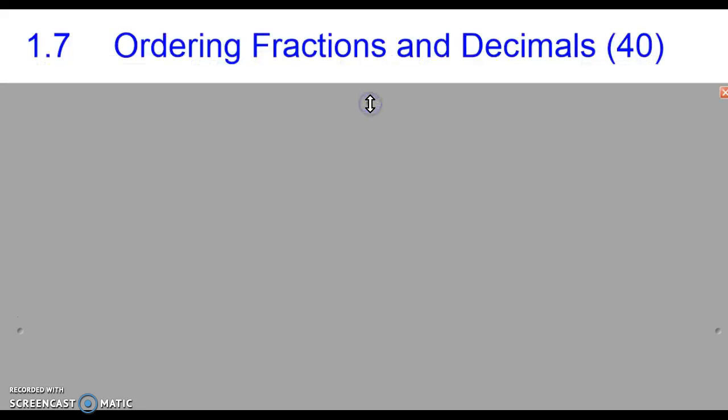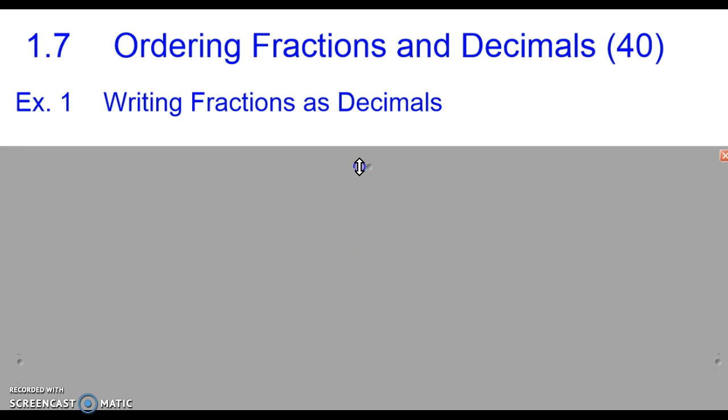Okay, so today we're going to be talking about ordering fractions and decimals. And in order to do this, we need to know how to change fractions into decimals and decimals into fractions. So for the first part of this lesson, we are going to be working on converting fractions into decimals.